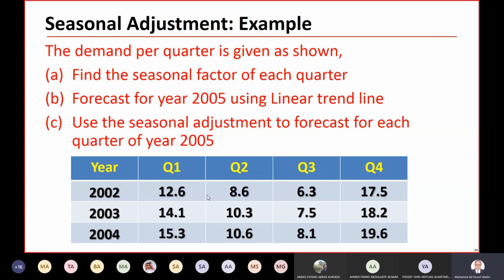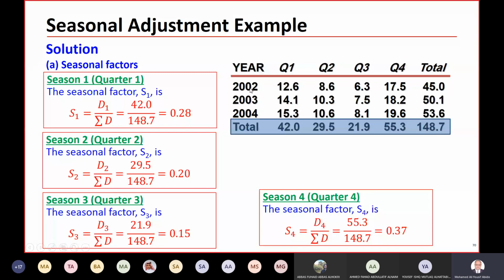So we just implemented the steps discussed in the last slide, and we will follow here. You have here the years and Q1. These are the demands. You can get the total demand for the 3 years for Q1, and the total demand for Q2, total demand for Q3, total demand for Q4, and total demand for all years. So what you can do is divide 42 over 148. So this gives you S1.